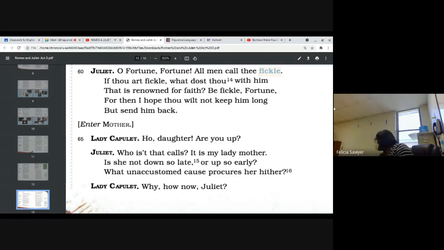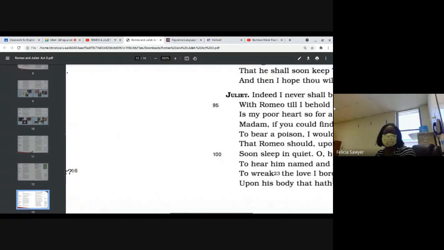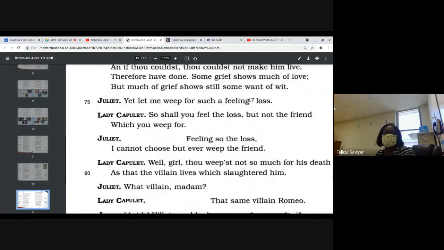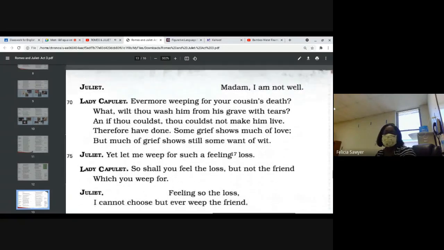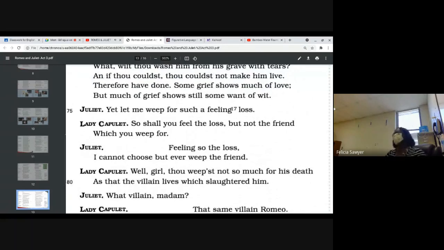Within. Oh, daughter, are you up? Who is that calls? Is it my lady mother? Is she not down so late or up so early? What unaccustomed cause procures her hither? Enter Lady Capulet. Why, how now, Juliet? Madam, I am not well. Evermore weeping for your cousin's death? What? Wilt thou wash him from his grave with tears? And if thou couldst not make him live. Therefore have done. Some grief shows much of love, but much of grief shows still some want of wit.